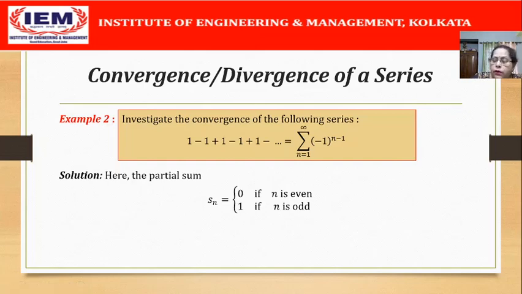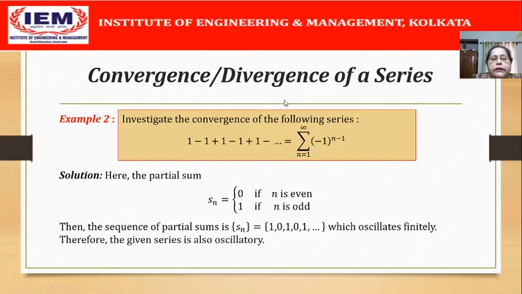So how does the sequence look then? The sequence looks like this: the elements are 1, 0, 1, 0, 1, alternating between 1 and 0. And if we observe carefully, this is an oscillatory sequence. Why? Because see that a_n does not have a fixed expression. It is either 1 or 0 depending on whether n is odd or even.